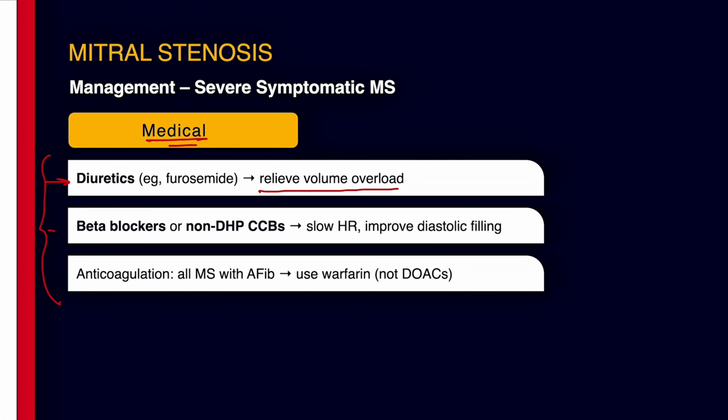Beta blockers or non-dihydropyridine calcium channel blockers like verapamil or diltiazem help by slowing the heart rate, which improves diastolic filling time. That's important when the valve is so tight and filling is so limited. And if the patient develops atrial fibrillation, which is very common in patients with mitral stenosis, they will for sure need to be anticoagulated. And remember that for mitral stenosis, we're going to use warfarin. We can't use a DOAC. You can't use direct oral anticoagulants for patients with mitral stenosis. They are not approved in rheumatic patients with atrial fibrillation, okay? That's more for step 2 or step 3.